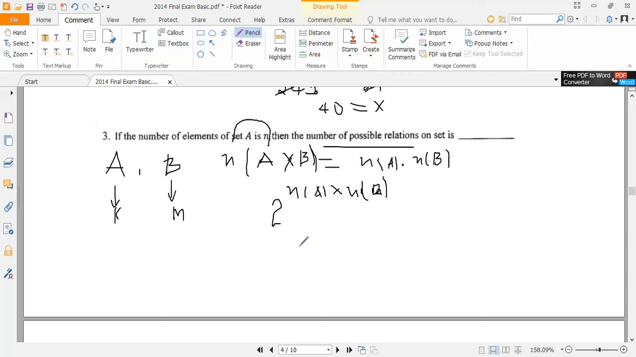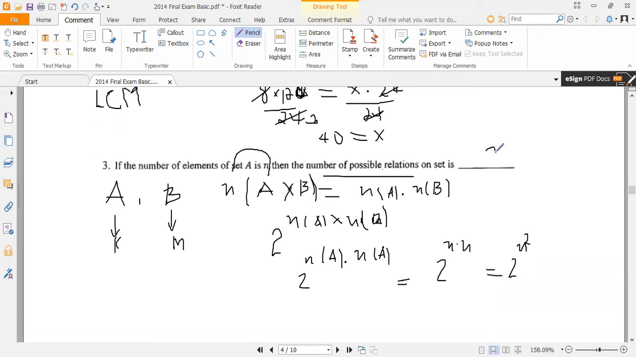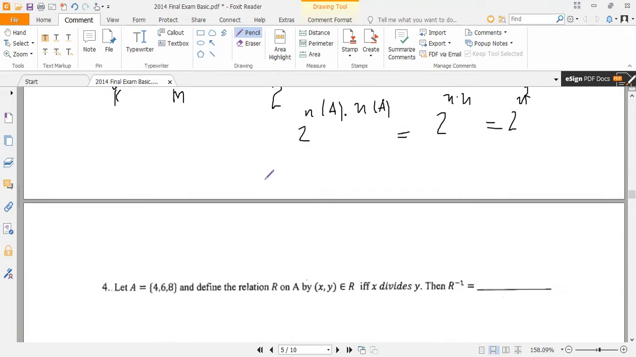So when we come to our question, it is 2 to the power of the number of elements of A times the number of elements of A, which is 2 to the power of n times n, the same as 2 to the power of n squared. So the number of possible relations is 2 to the power of n squared for a set A containing n elements.